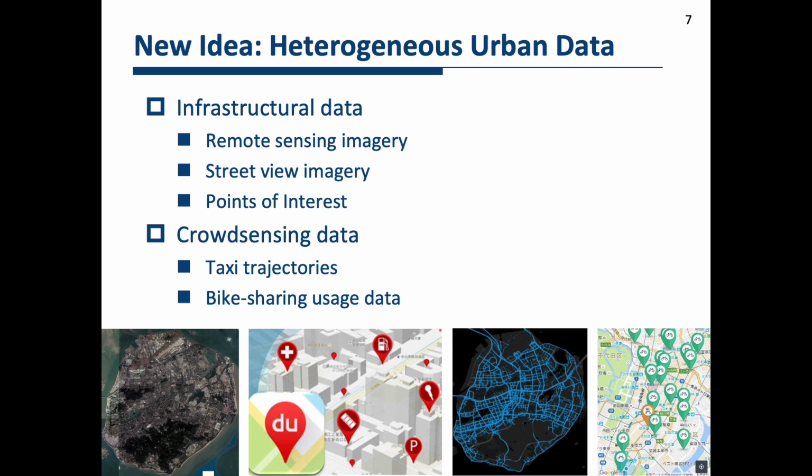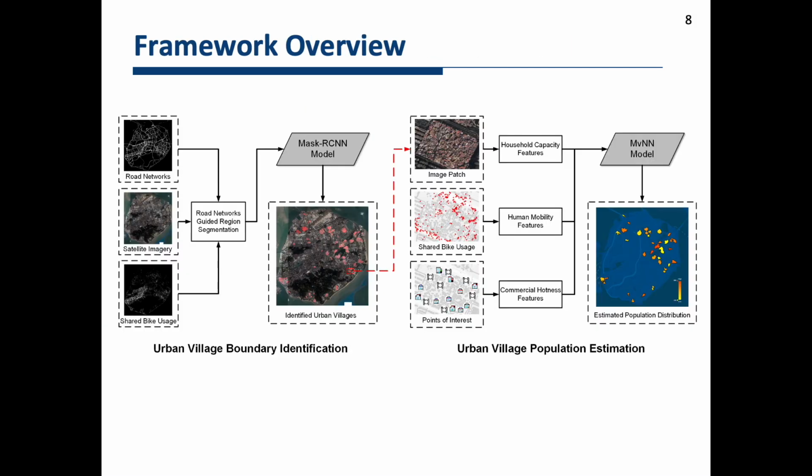Specifically, we resort to the following two categories of urban data. The first category is infrastructure data, including high-resolution remote sensing imagery, citywide street view imagery, and also points of interest. The second category of data are instead collected by ubiquitous devices from large scales of crowds, including taxi GPS trajectories, bike sharing system records, and so on. The proposed framework is shown as follows, including two phases.